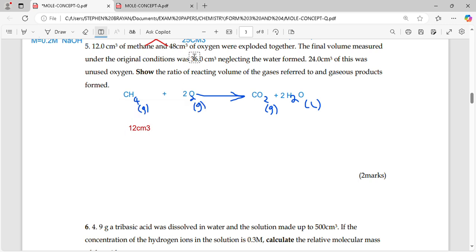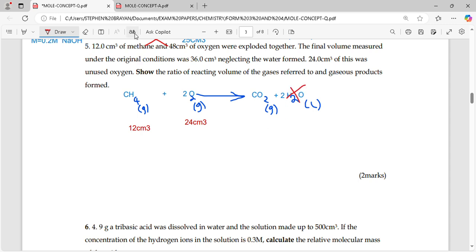But you know this oxygen is the one that was being used. At the end of the experiment, you are told 24 of this was unused oxygen. That means at the end of the experiment, the volume of oxygen remained as 24. That means 24 is what was used, so 24 remained. Initially it was 48. But you've been told that the final volume that you formed is 36 cubic centimeters, neglecting the water formed. That means water is not counted in this experiment. So this water has no volume in this particular experiment.